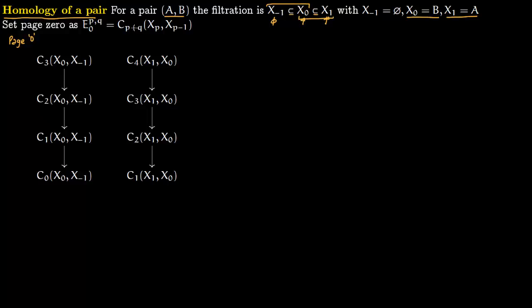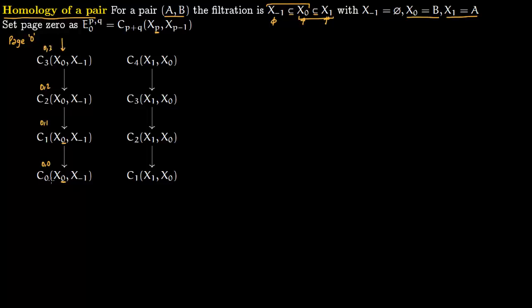So we are writing it like this: C_{p+q}(X_p, X_{p-1}). So here both p and q are 0. Notice this is the p-th term here. This is p right here. So p is 0 and therefore q is also 0. Again here p is 0 and q is 1. Here p is 0, q is 2. Obviously these are the coordinates. This is the 0,0 coordinate. This is 0,1, so p is 0, q is 1. This is 0,2. This is 0,3, and so on.